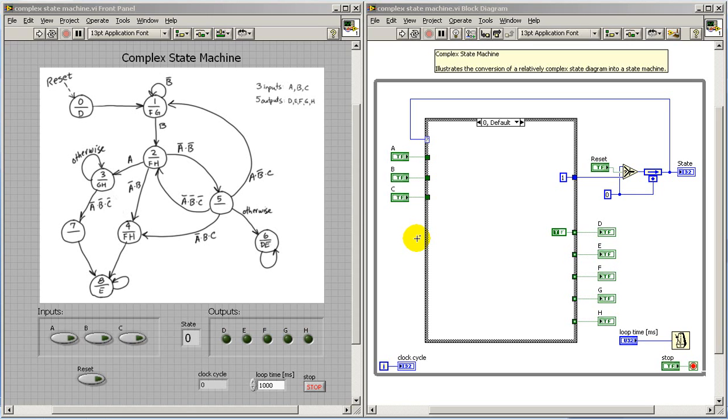Now I'd like to show you two techniques to verify that a state machine is operating properly. One is highlight execution, and the other involves setting a breakpoint. First, let's begin with the highlight execution feature.